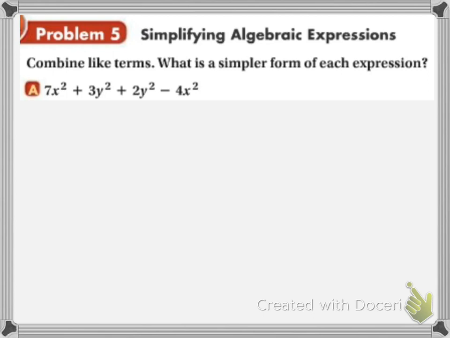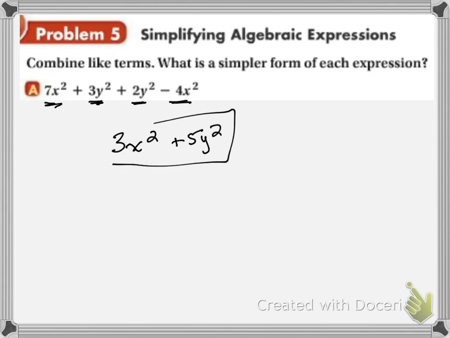Combine like terms. What is the simpler form of each expression? Like terms are always the same variable raised to the same power. That's what we define like terms as. If we look at the x squared and the x squared, I can combine that: 7x squared minus 4x squared is 3x squared. 3y squared and 2y squared, because they're both y squared, I can combine them. 3 plus 2 is 5y squared. Since that one has an x and that one has a y, there's nothing I can do, and we are finished.